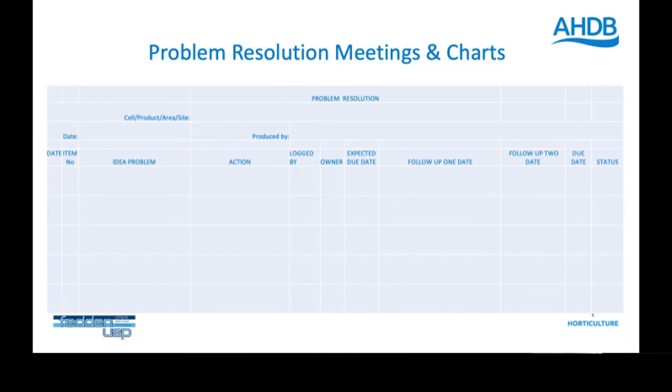These are the next stages. This is when it's coming into the business. So it's really simple. I'll send you out these templates. I'll send you out a template for the problem resolution meetings and charts, so you can start using them. If you haven't already got something similar to this, you can start using it as part of your trial events.